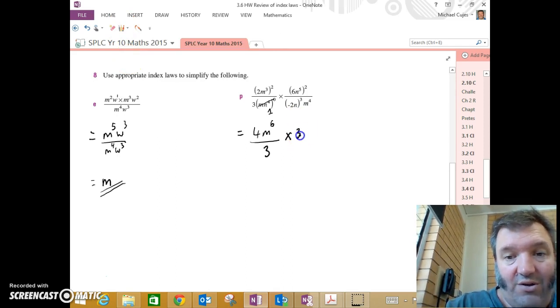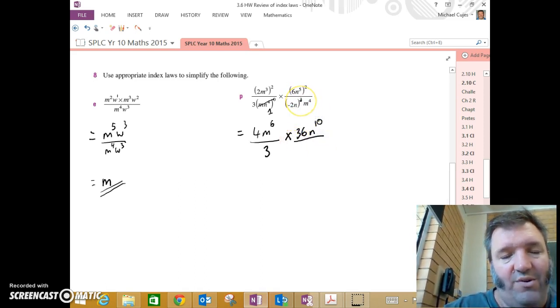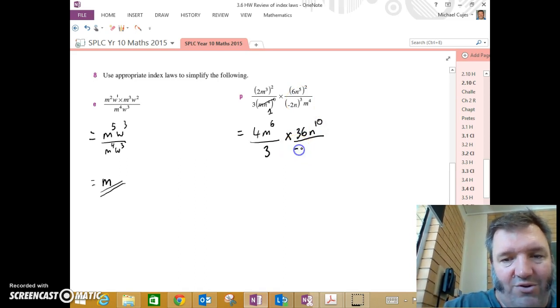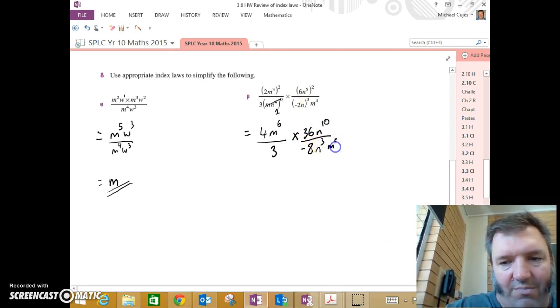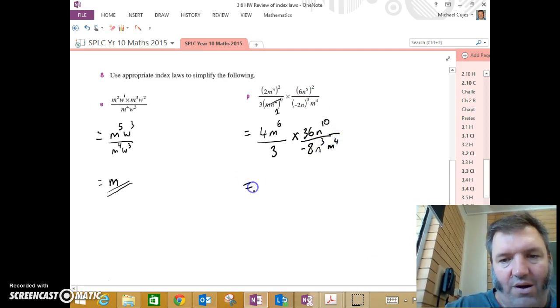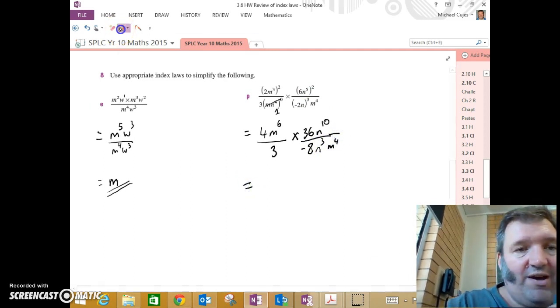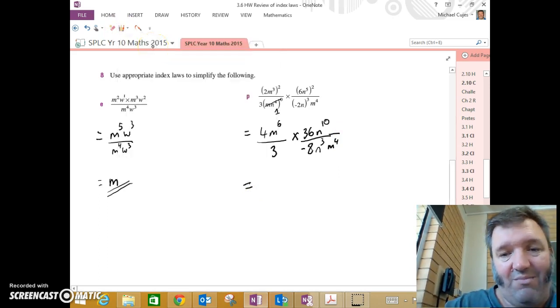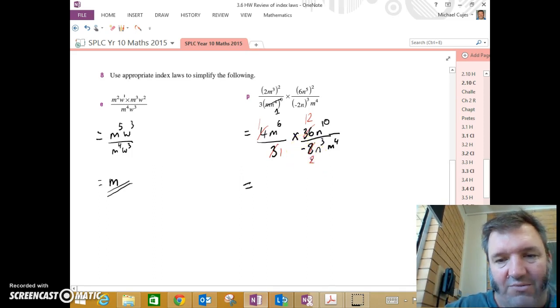So 6 squared was 36. N to the power of 5 all squared. Product of those powers, n to the power of 10. Down the bottom, negative 2 cubed. If I take a negative and cube it, it remains negative. And 2 cubed is 8. N to the power of 3. Each one got raised to the power separately. M to the power of 4. Alright, we've got a product here. I can simplify common factors first if I would like to, and I like making my life easy, so I will. 3 goes into 3 once and into 36 12 times. 4 goes into 4 once and into negative 8 negative 2 times.